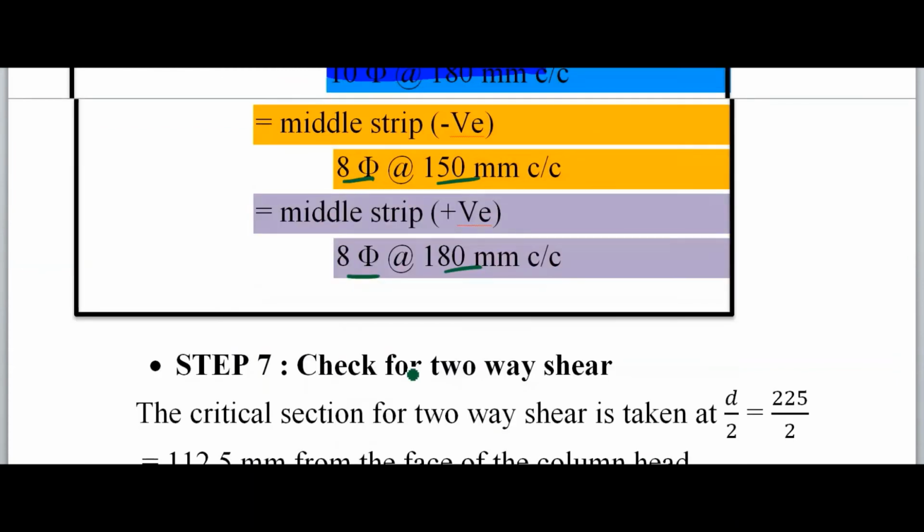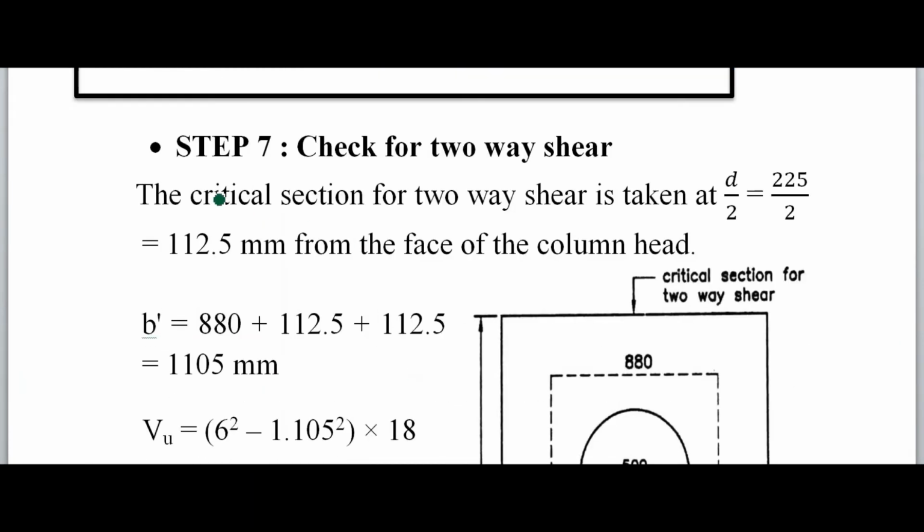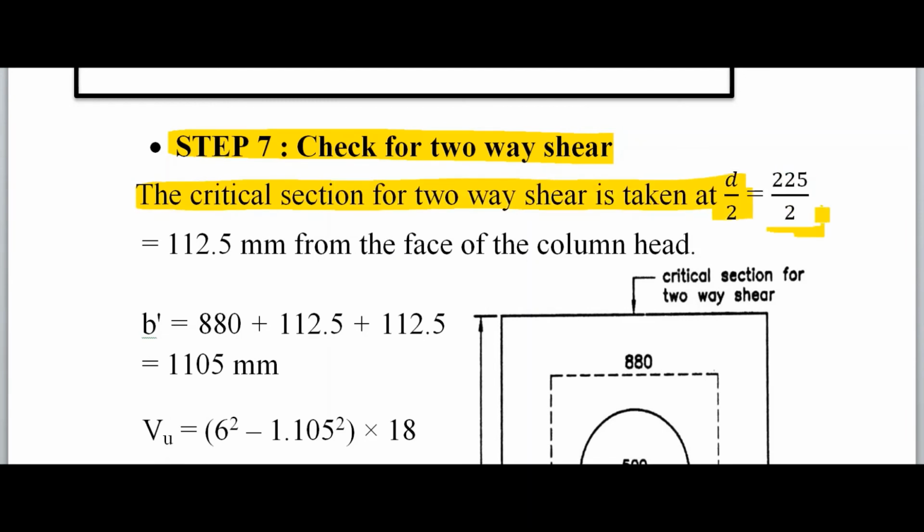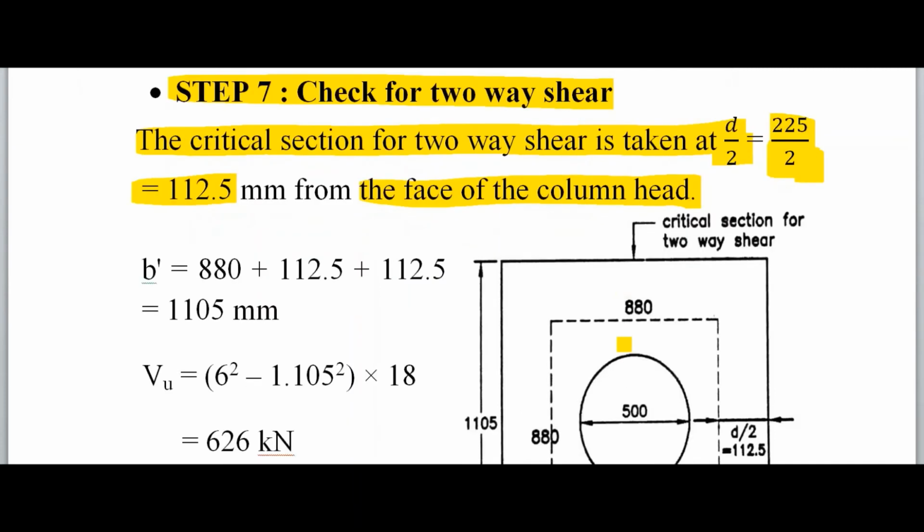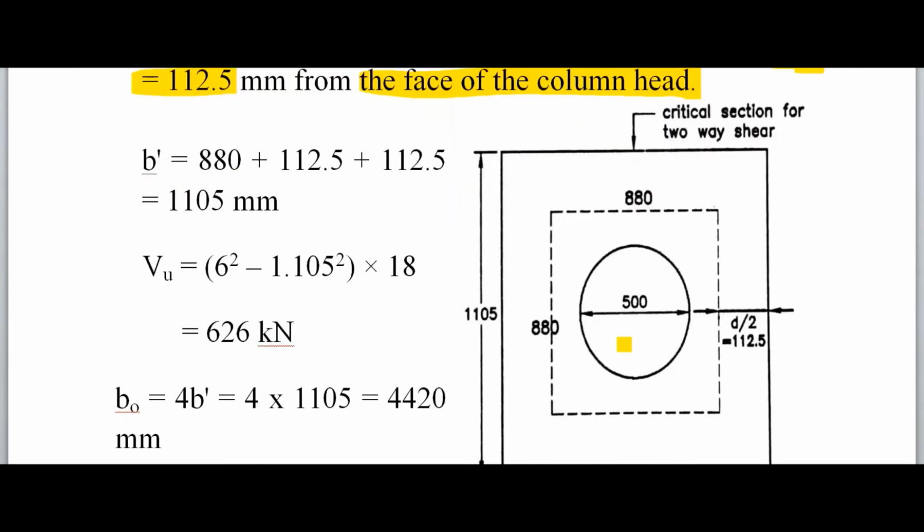Now we are going for the check. Step 7, check for two-way shear. For the check for two-way shear we will take the d by 2 critical section, from the face of the column head. We did it in earlier lectures, same things.